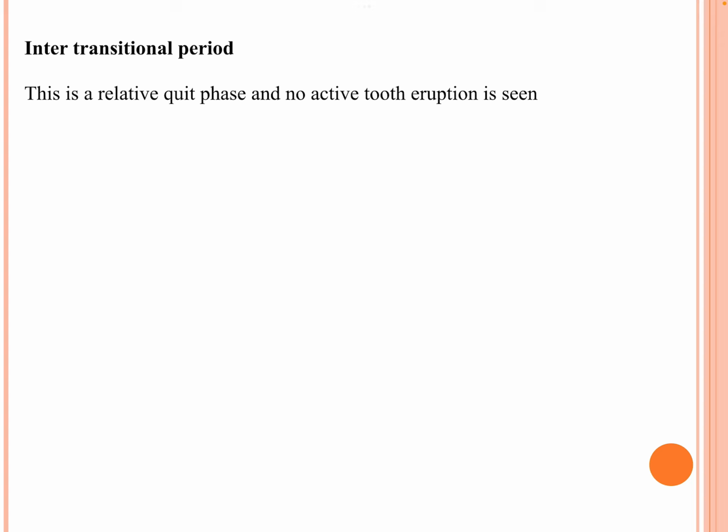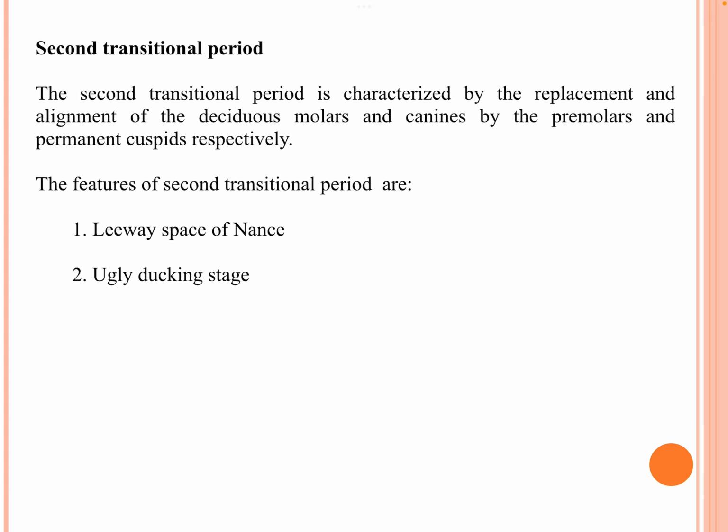Intertransition period. It is a relatively quiet phase and has no active tooth eruption. The third phase is the second transition period. Second transition period is characterized by the replacement and alignment of deciduous molars and canines by the premolars and permanent cuspids respectively. The features of second transition period are leeway space of Nance and ugly duckling stage.